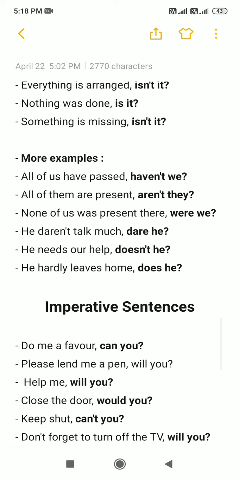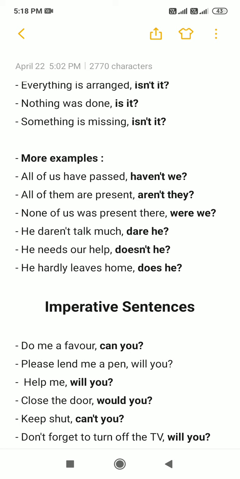Now, let's have a look at some more examples. All of us have passed. Have not we? Notice that all of us changes into we in the question tag. All of them are present. Are not they? None of us was present there. Were we? He dare not talk much. The sentence is negative. Dare not. Hence, dare he as a question tag.